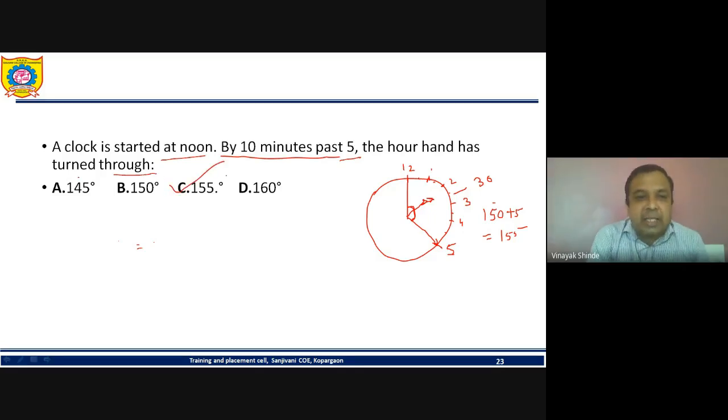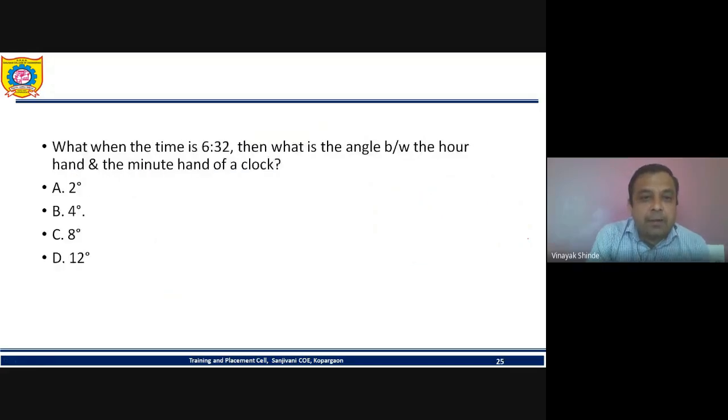Though they are asking for the span traveled by the hour hand from 12 noon to 5, here they have mentioned 10 minutes past. 10 minutes past means 5 o'clock 10 minutes. As 10 minutes are completed, the hour hand also travels a specific distance. In 1 minute, the hour hand covers 0.5 degree. In 10 minutes, it will cover 5 degrees. So 155 degrees is the right answer. Go for next.